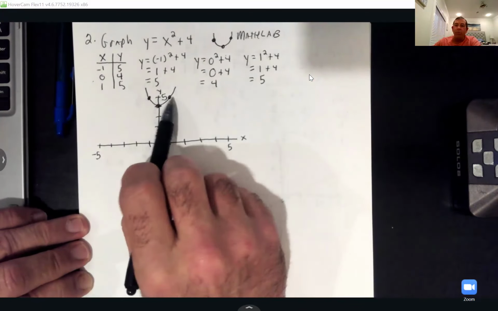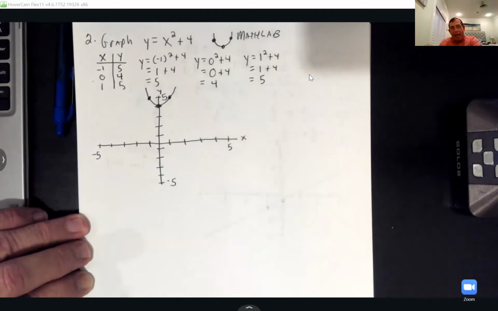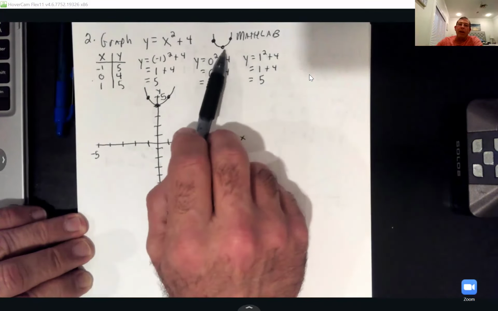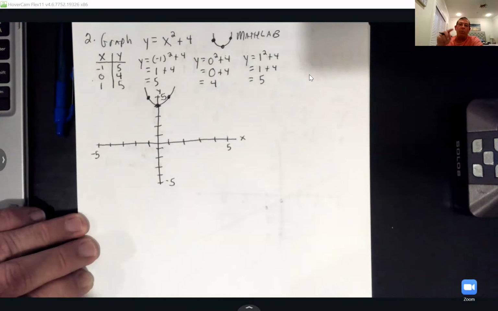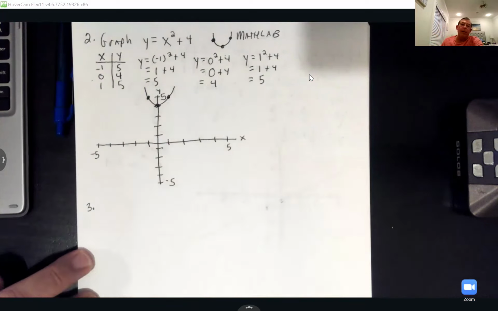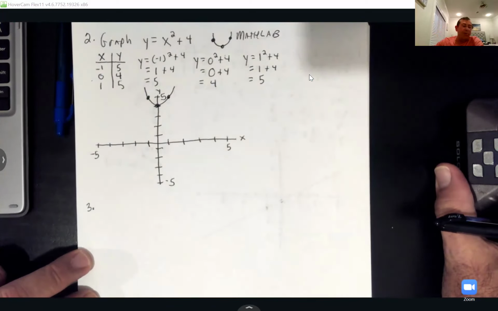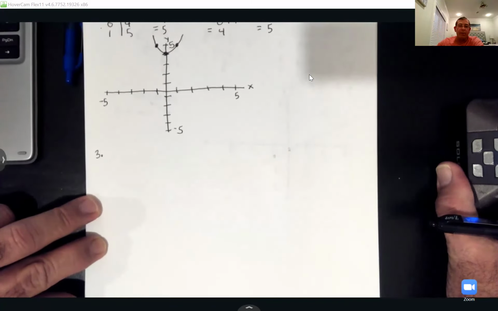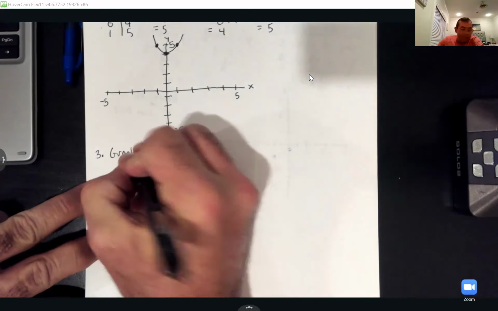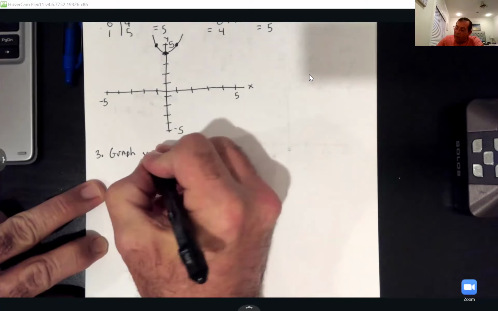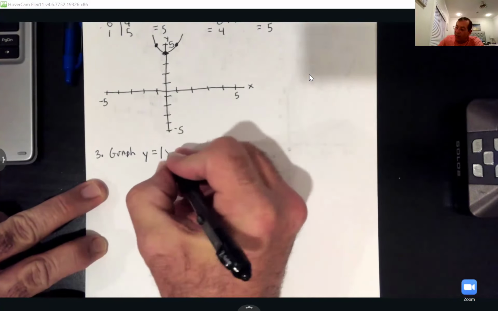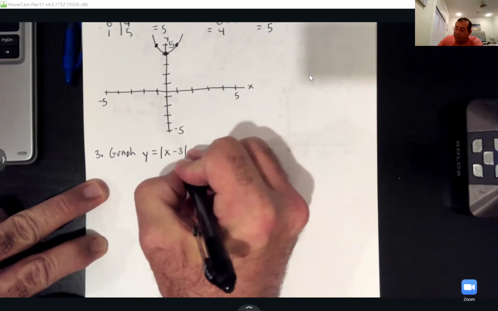All right, when you put that third point, MathLab will draw that parabola for you. So y'all, everybody's number 2 will be a parabola. Everybody's number 1 will be a straight line like we did. And then everybody's number 3 will be the graph I'm about to do. So this graph, y equals absolute value of x minus 3.